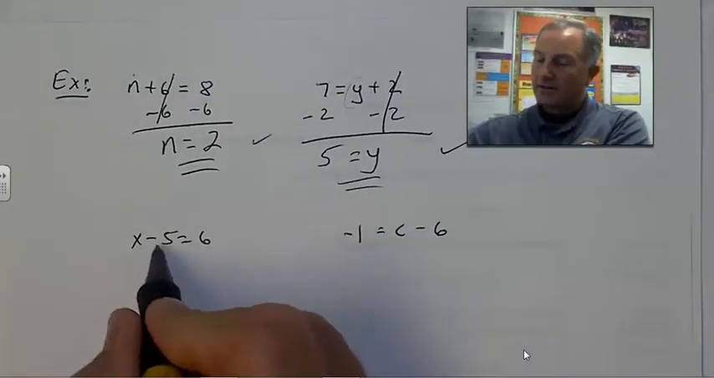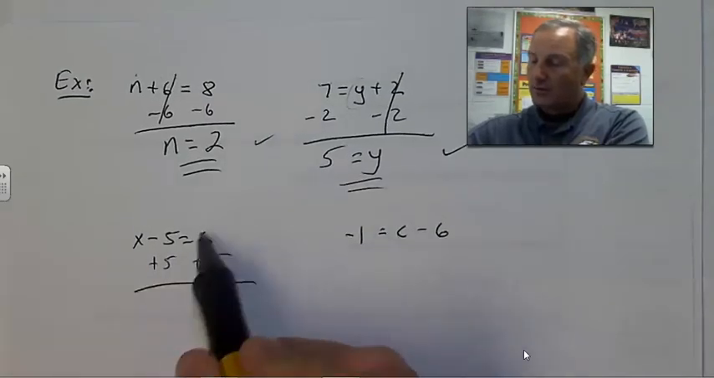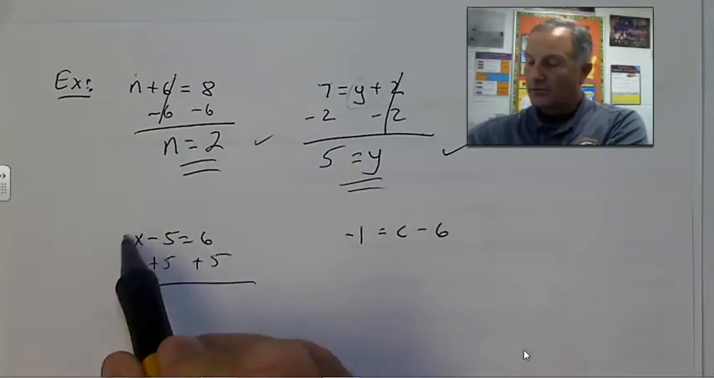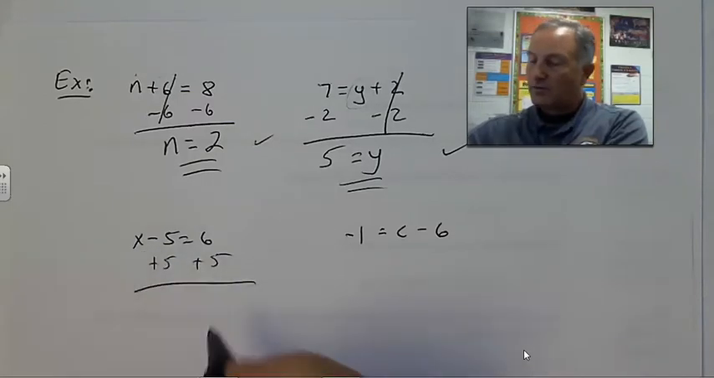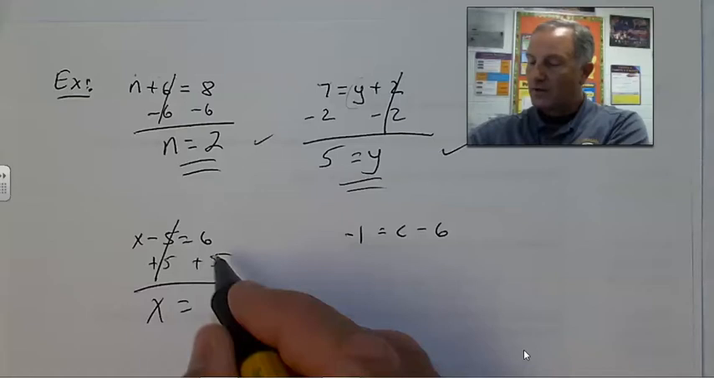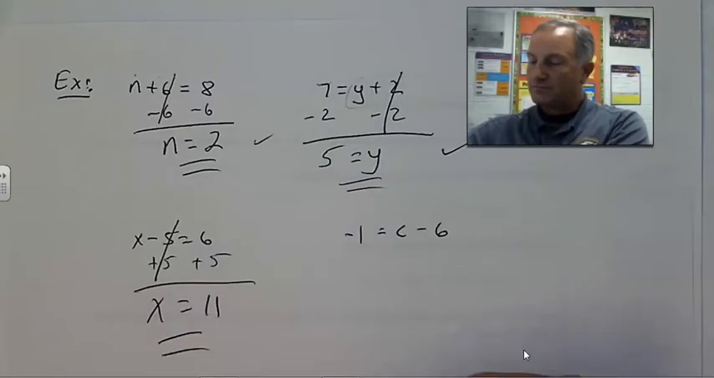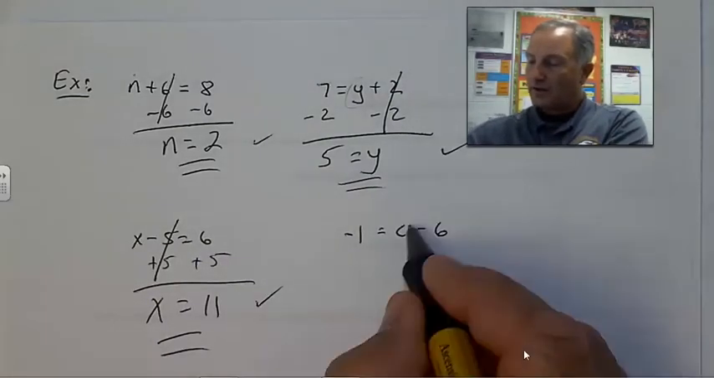Here I've got a minus. I see a minus, I think opposite. I've got to add 5 to both sides. Notice I don't care what's on the opposite side. All I care about is what's being done to my variable. Okay? And this is minus, so I do the opposite. So that will cancel. Negative 5 plus 5 is 0. Adding down, x is 11. 11 minus 5 equals 6. It checks.